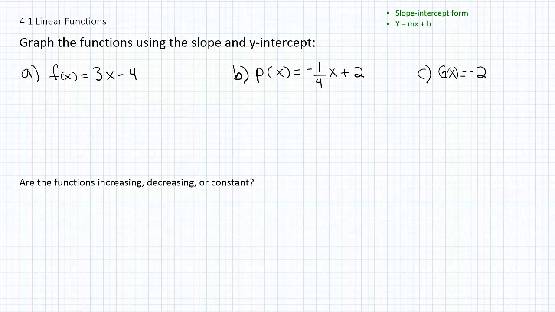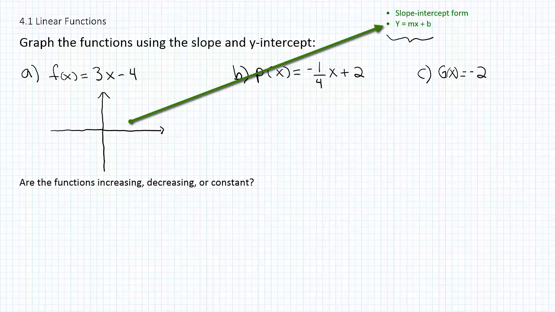So for example A, we'll draw a little rectangular coordinate system here. Let's go ahead and use that to do our graph. The form y equals mx plus b is called the slope-intercept form because in the formula, the m, the number in front of x, is your slope, and the b is your y-intercept. So that means in our equation, this is our slope, our m term, and this is our y-intercept, our b. So we just need to find -4 on the y-axis in order to determine where the y-intercept is.